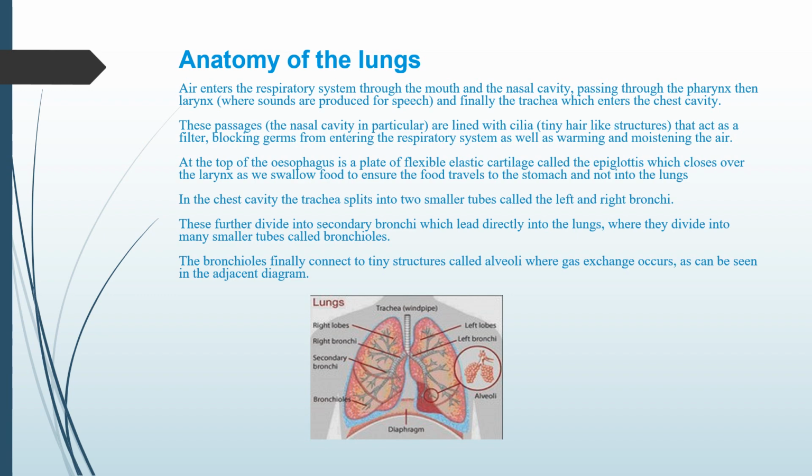In the chest cavity, the trachea splits into smaller tubes called the left and right bronchi. These are further divided into secondary bronchi, which lead directly into the lungs, where they divide into many smaller tubes called bronchioles. The bronchioles finally connect to tiny structures called alveoli, where gas exchange occurs, as can be seen in the adjacent diagram. The lungs contain right lobes, right bronchi, left bronchi, secondary bronchi, alveoli, bronchioles, and diaphragm.